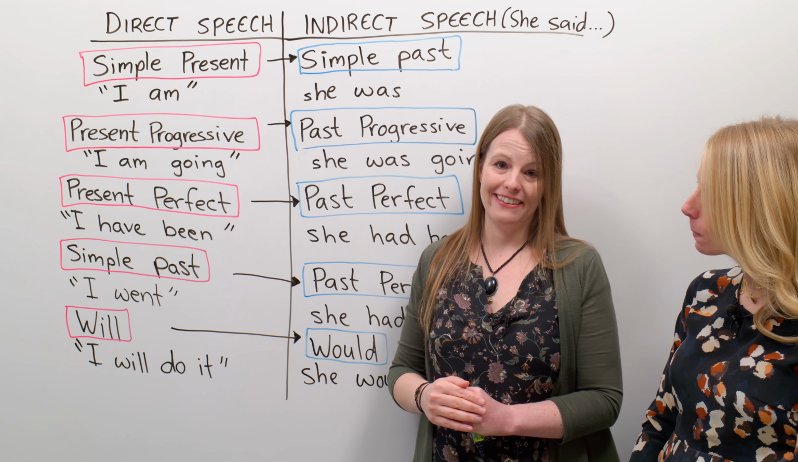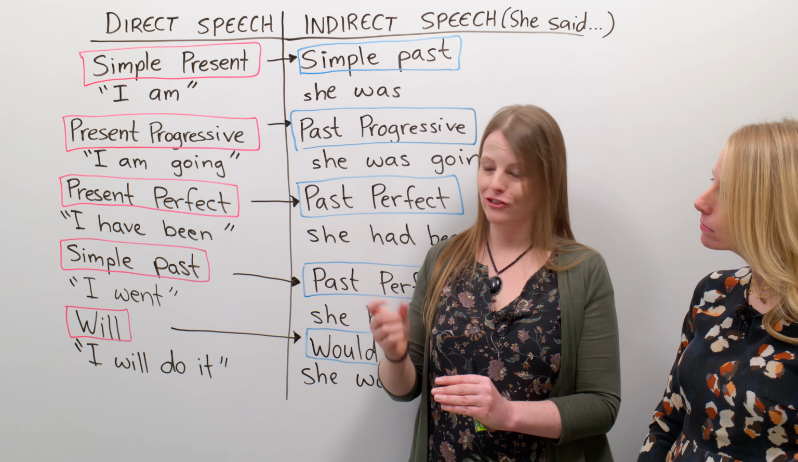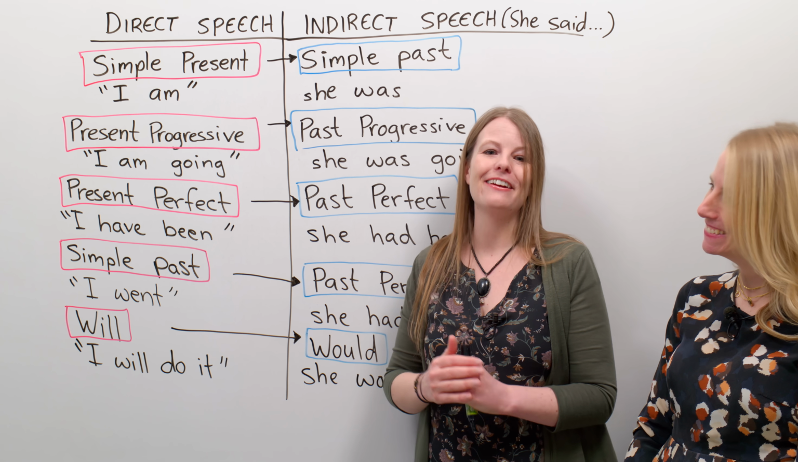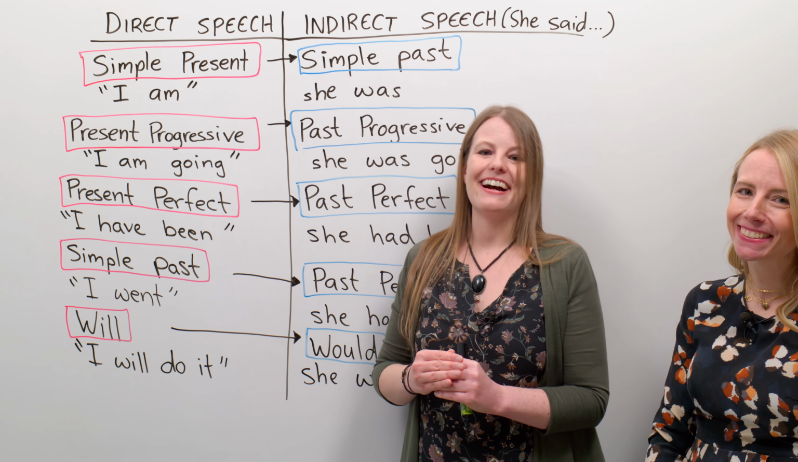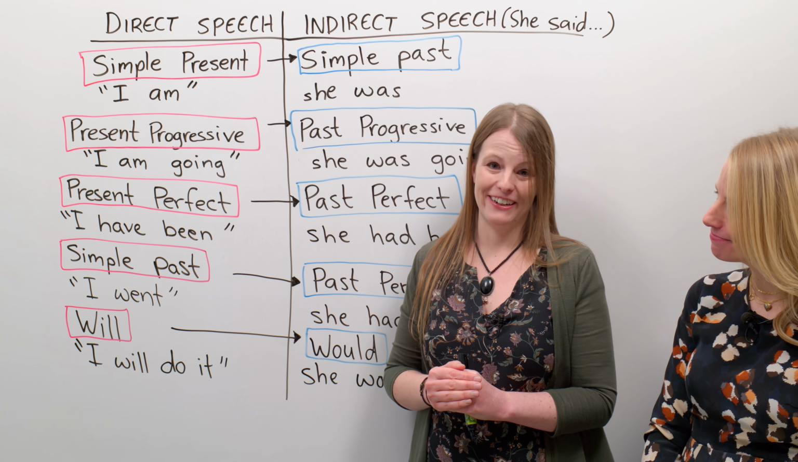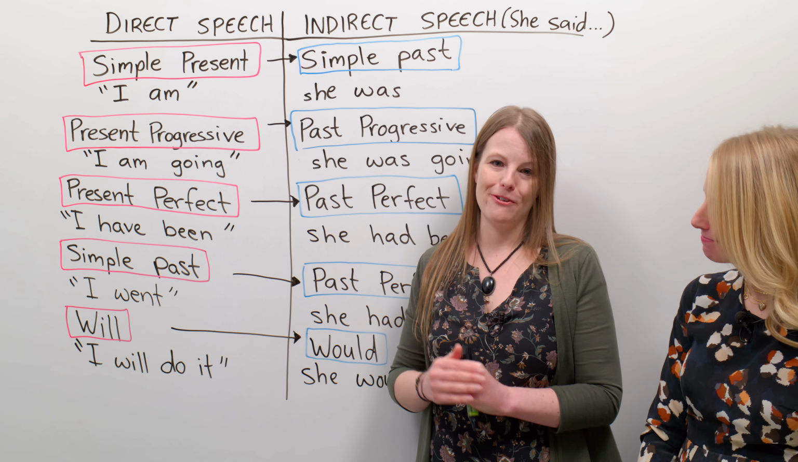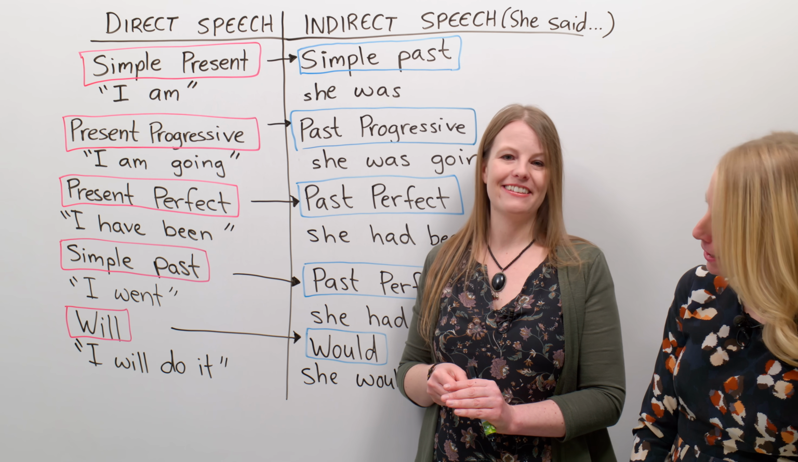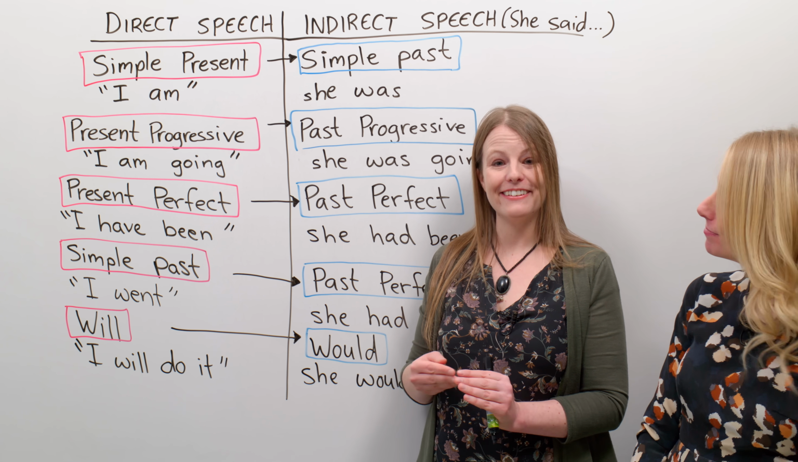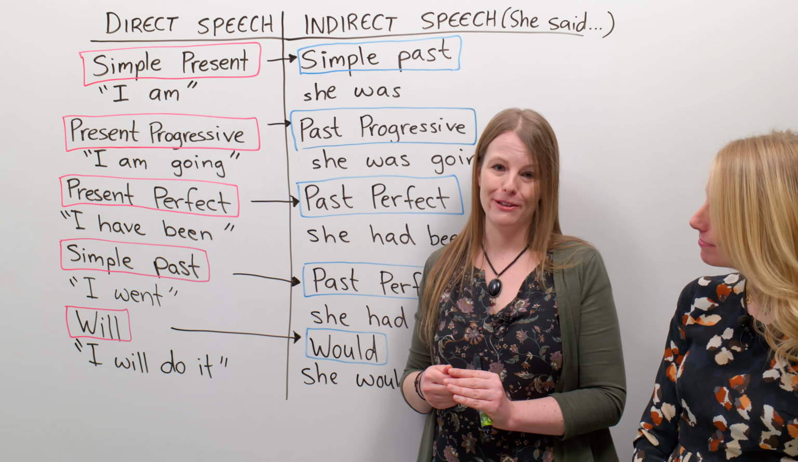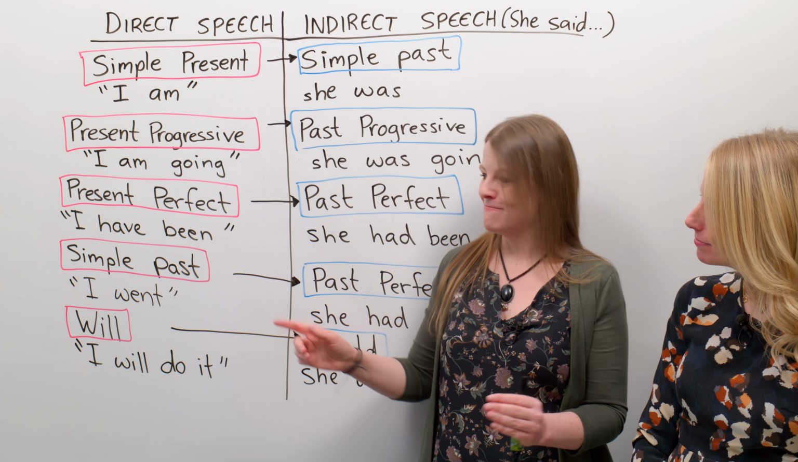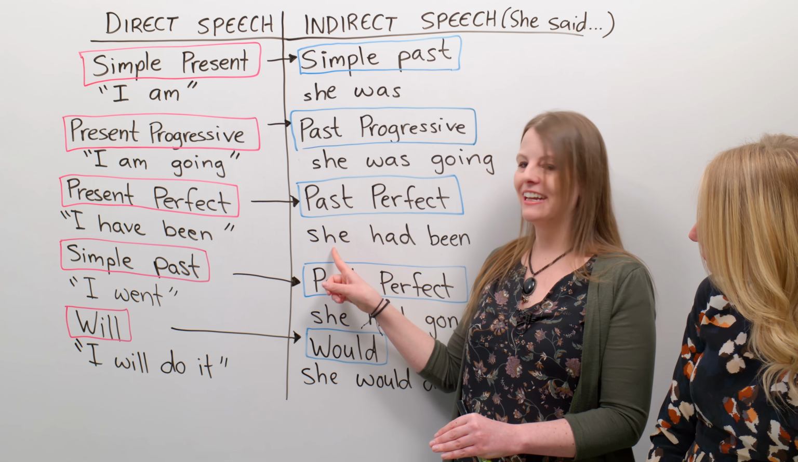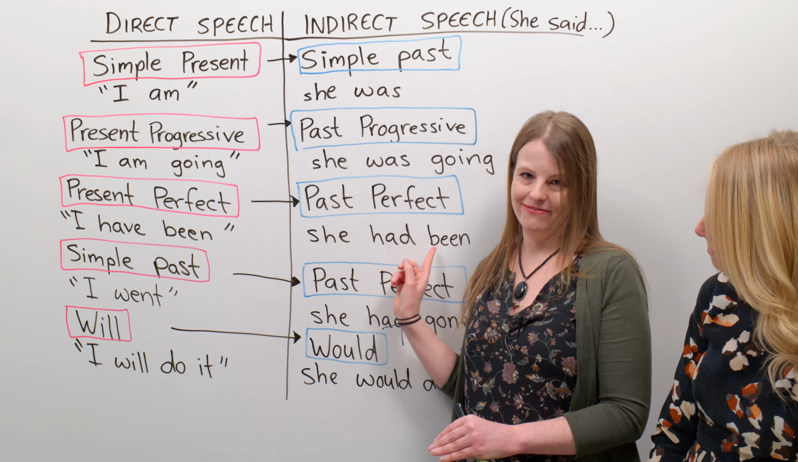Let's look at another tense and see how it changes in reported speech. Oh, the present perfect, the tense that many students have trouble with. So let's see what happens to the present perfect when we change it from direct to indirect. Audra, tell us this present perfect sentence. I have been. Okay, so I have been is an example of the present perfect. What does it become? It becomes the past perfect. We can say she had been.